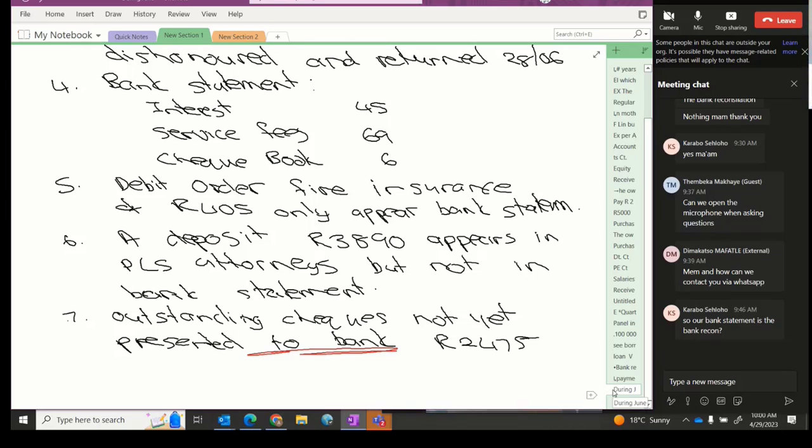I'm not sure if anyone is even using checks anymore. But what it boils down to is you paid someone and they didn't go and deposit it into their bank account. And that's why it didn't go through your bank statement yet.